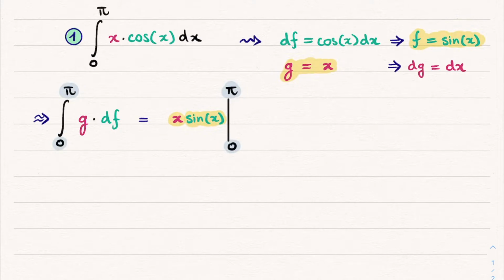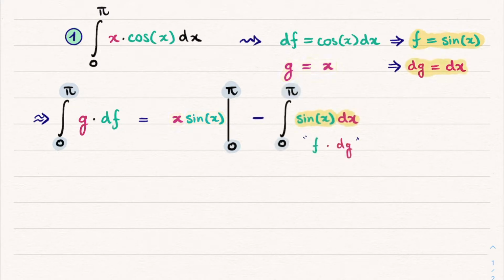The first term is simply the product of our two functions filled in at the boundaries, x times the sine of x at x is equal to 0 and pi. The second term, with a minus sign, is the integral of f, which in this case is the sine of x, times dg, which is dx here. Thus, we have now rewritten our original integral to an integral we can readily solve.